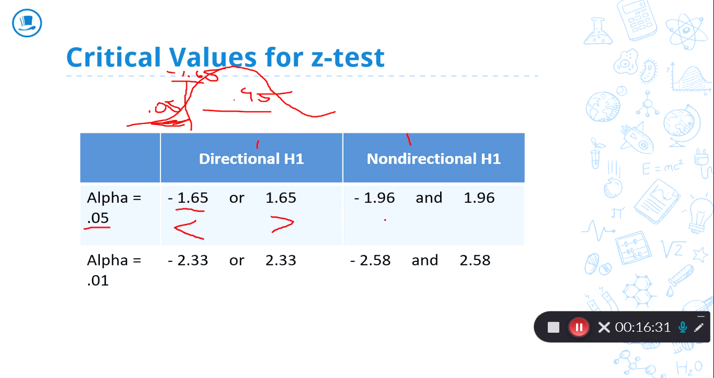Alpha 0.05 two-tailed, these are the critical values, and this is what happens if we have does not equal, right? We'd use both of those as critical values. Down here, if alpha is 0.01, the critical value becomes negative 2.33 for less than, positive 2.33 for greater than, right? And then here's the non-directional 0.01.